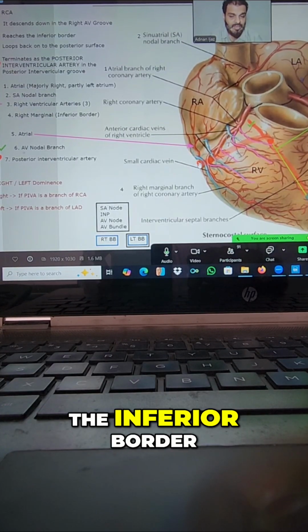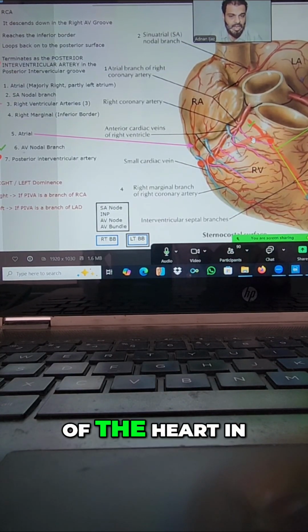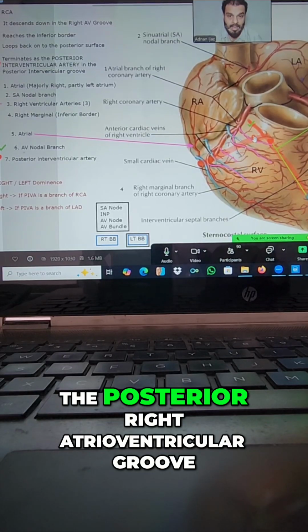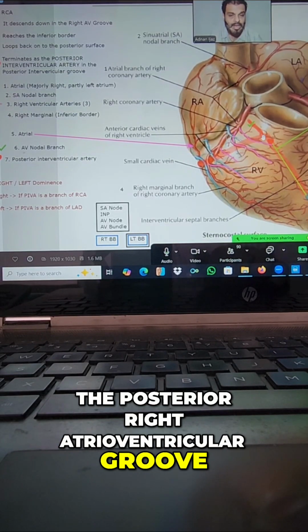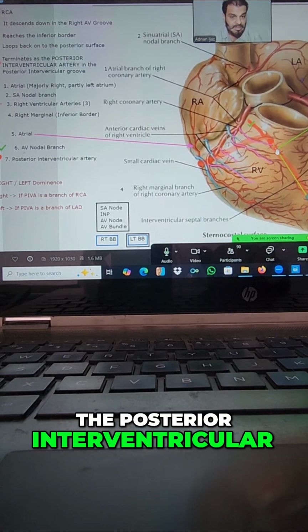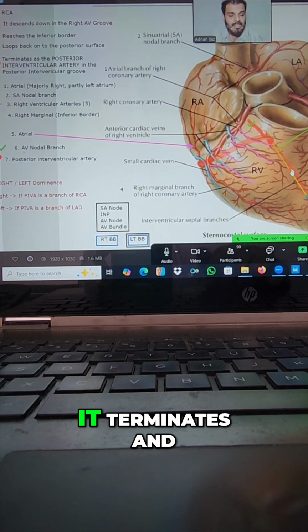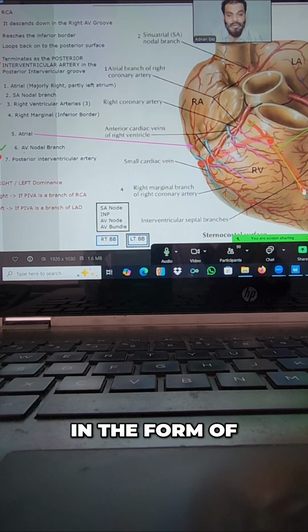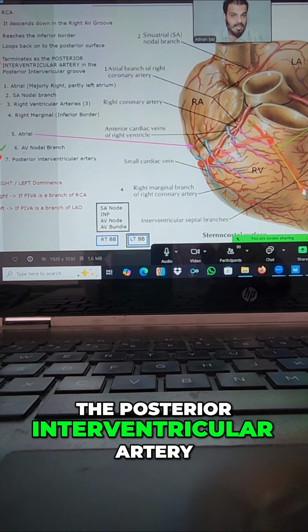The right coronary artery descends down in the right atrioventricular groove on the anterior surface of the heart. While reaching the inferior border, it loops up on the back side of the heart in the posterior right atrioventricular groove, and on reaching the posterior interventricular septum on the posterior aspect, it terminates and descends down in the form of the posterior interventricular artery.